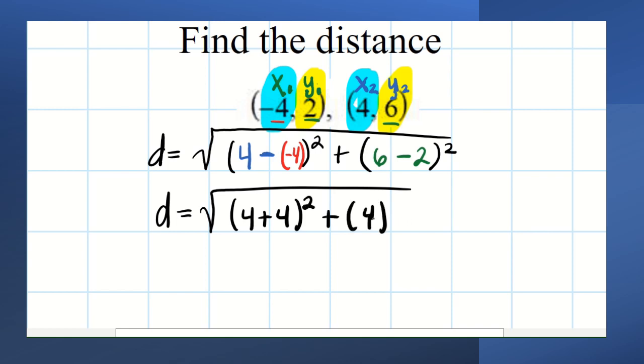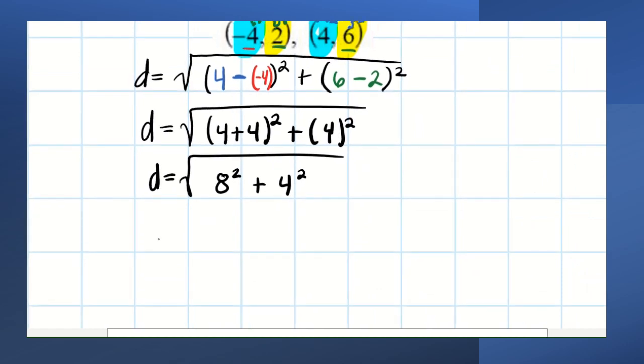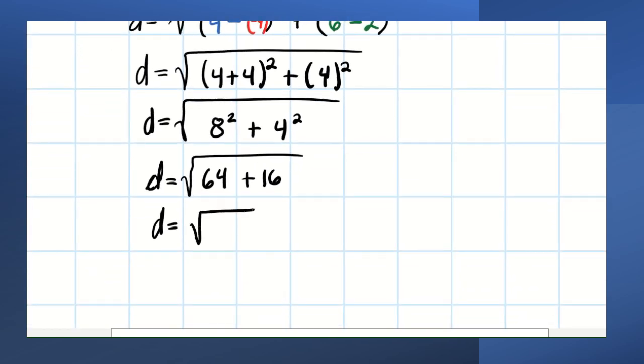So let's clean this up. Inside the first parentheses, now we're going to have addition instead of subtraction. And inside the second parentheses, I don't have any double negatives, so I'm just going to subtract. Once I simplify the inside of the first parentheses, I get 8 squared, and I bring down my 4 to the second power. So 8 squared just means I multiply 8 times 8, which is 64. 4 squared is 4 times 4, which is 16. Then I add those two numbers, and I get 80.